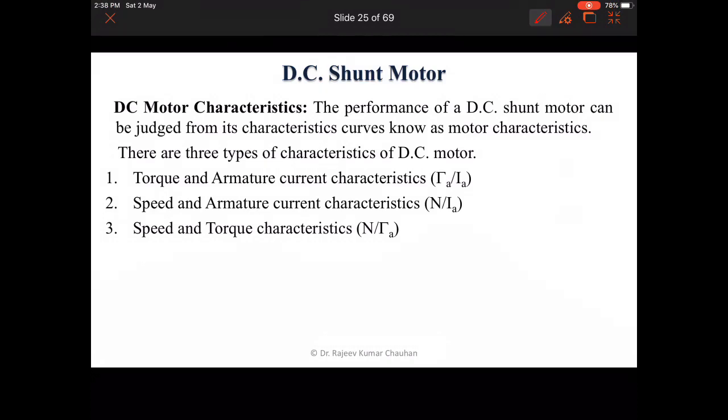DC motor characteristics, or we can say DC shunt motor characteristics. The performance of a DC shunt motor can be judged from its characteristics curve known as motor characteristics. There are three types of characteristics of DC motors. One is torque and armature current characteristics. Second one is speed and armature current characteristics. Third one is speed and torque characteristics.